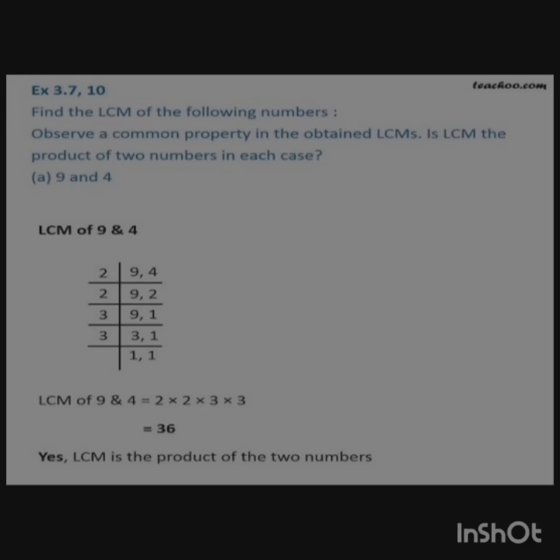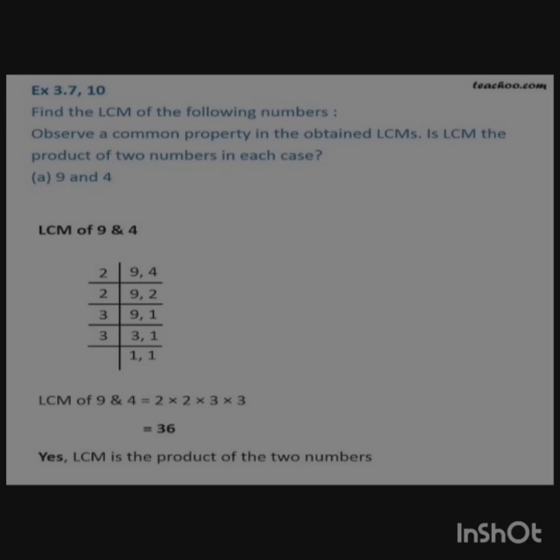What can divide 9? 9 can be divided by 3. So we use 3. 3 divide 9 is 3. 3 divide 1 cannot go, we still write 1 down. So 3 divide 3 is 1. 3 divide 1 is 1.